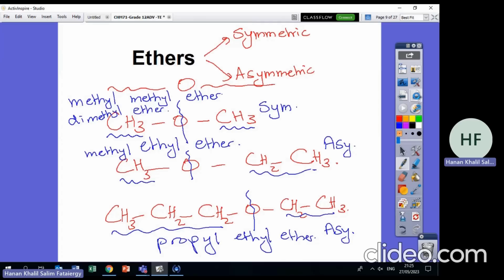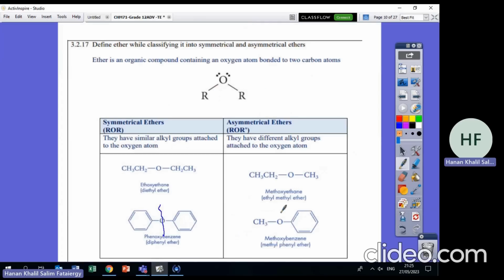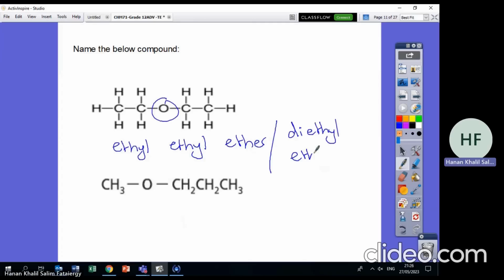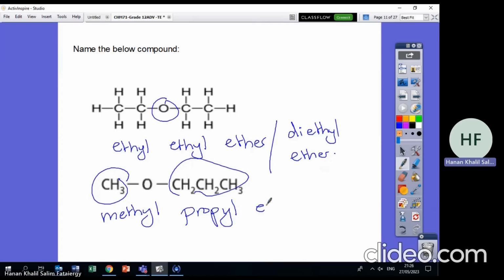So remember, ethers have oxygen in the middle of the chain. If we look through the oxygen, here we have benzene, here we have benzene, so this is symmetrical. If we look through the oxygen, this is methyl, this is benzene, so this is asymmetrical. I want you to name this compound. Pause the video and name it. There are 2 carbons here, this is ethyl, and 2 carbons here, this is also ethyl, and then with oxygen in the middle, we say ether. Or we can say diethyl ether. Here this one is methyl, this one is propyl, and then I say ether.